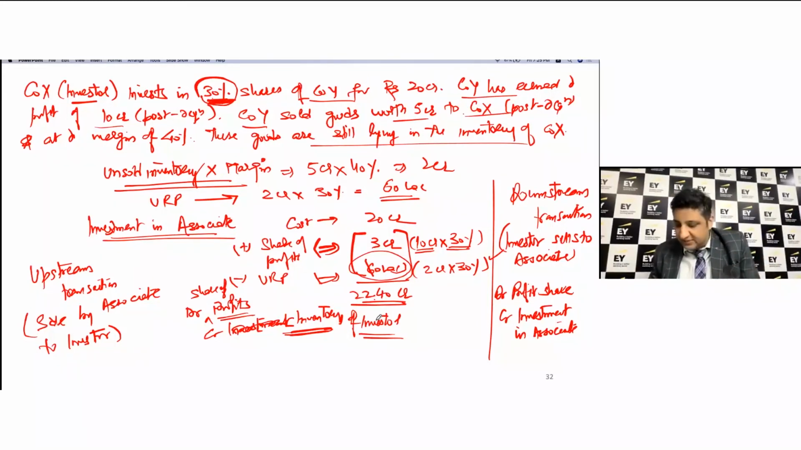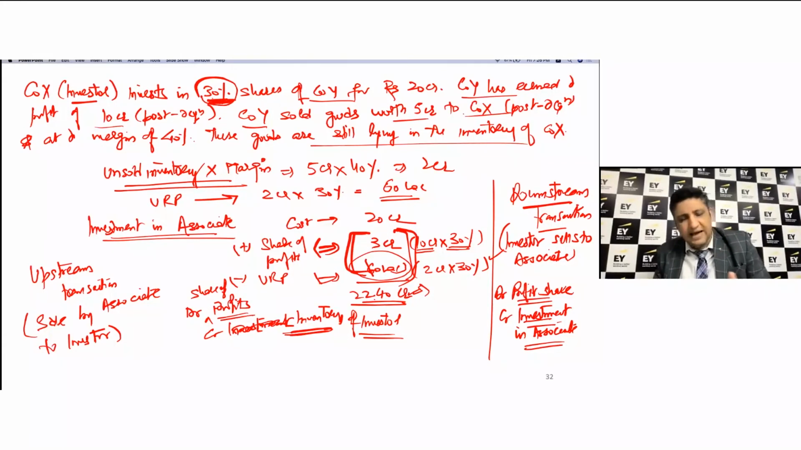So in the balance sheet, you would have only taken in your investments 22.4, because you only take the net share of the profit, which is 2.4 crores, and your inventory would have been separately reduced. But the moment you say it is a downstream transaction, since the inventory of the associate does not get consolidated, you're taking only the profit share and you are adjusting it against the value of the investment.